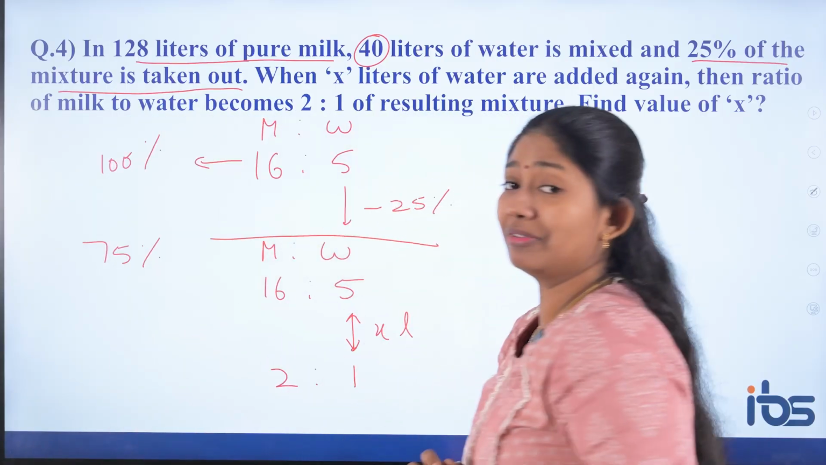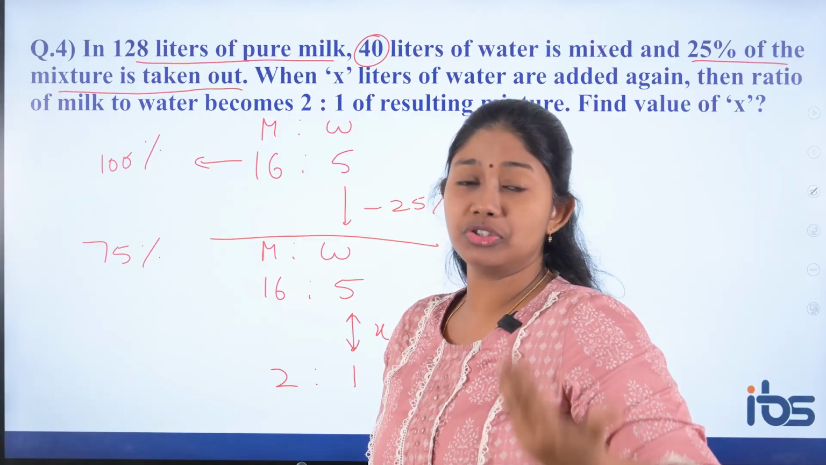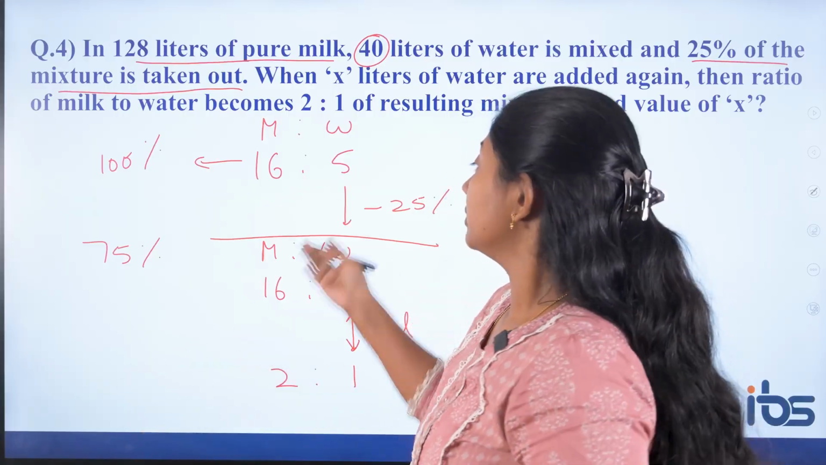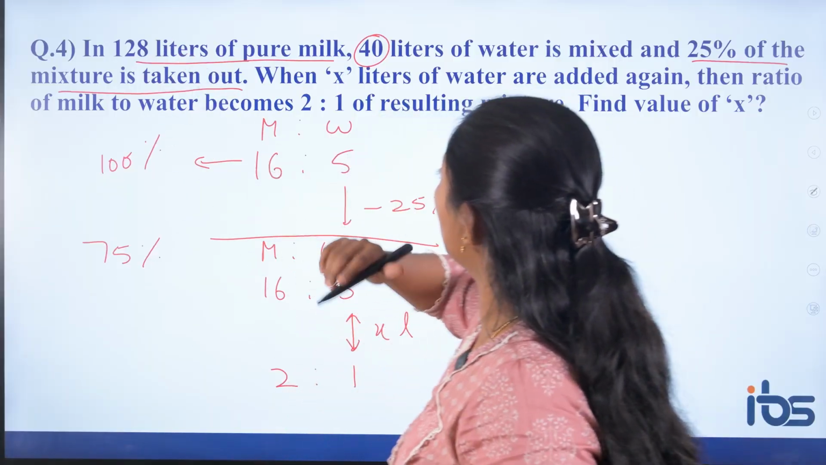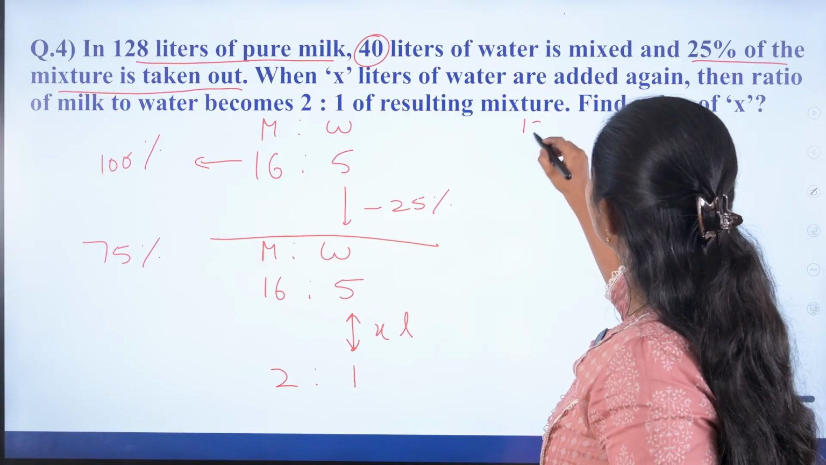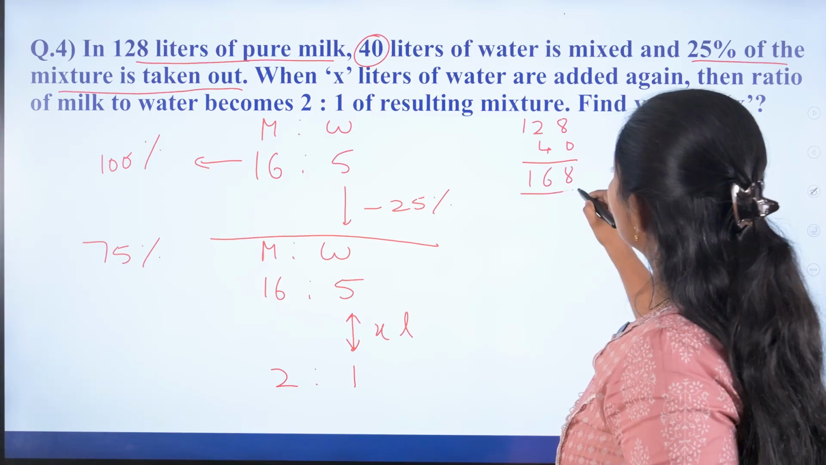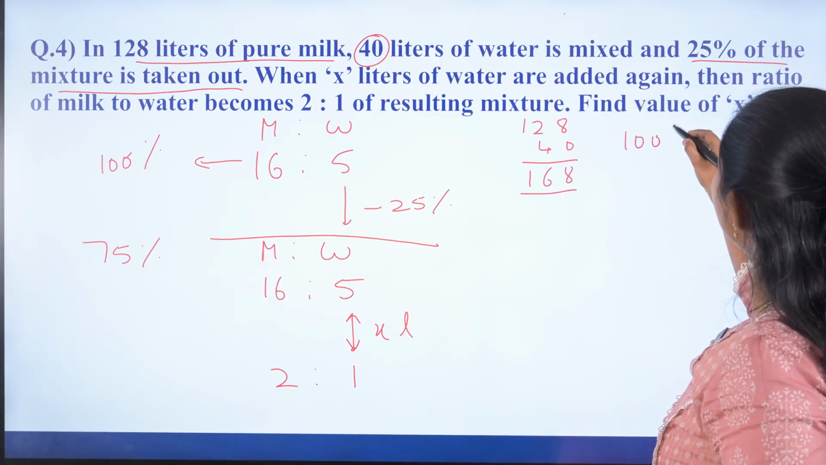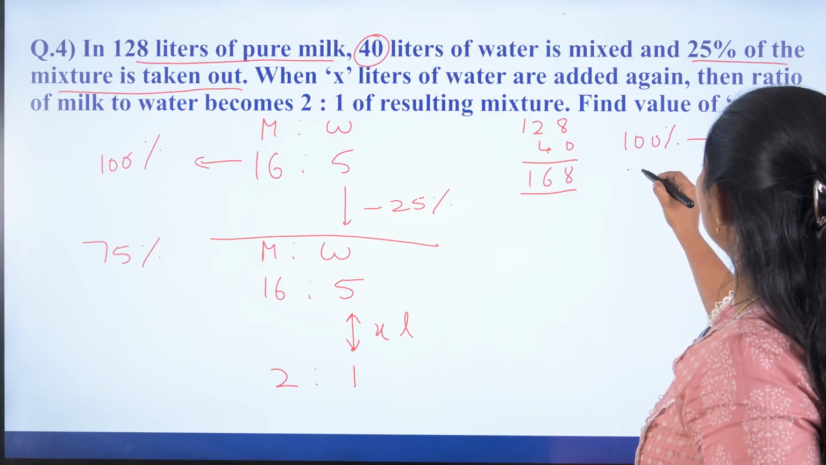The same thing as the before question. These are previous year questions, asked before for different slots. So here you know the 100% value. Already we know 128 liters of pure milk and 40 liters of water. So 128 plus 40, how much are you going to get? 168. So 100% is 168. So we want 75%.